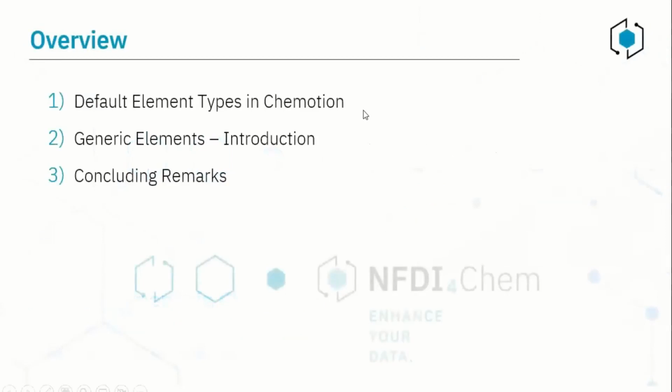I split this talk in 3 parts. A short part in the beginning about the default element types in Chemotion. Afterwards, the largest part will be on generic elements. I'd like to introduce them shortly and afterwards show you some hands-on examples in the ELN and how to set them up. And I'll end with some concluding remarks on possibilities, maybe restrictions or further perspectives here.